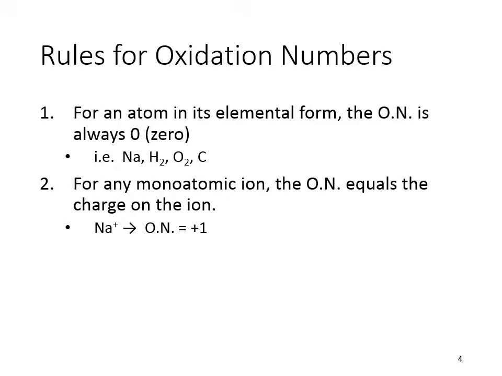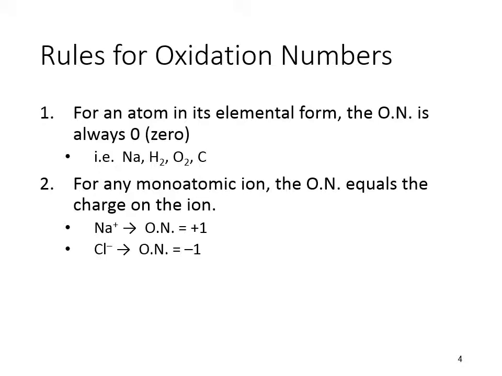If you have a monoatomic ion, then the oxidation number equals the charge of the ion. Now you may see this monoatomic ion as an ion all by itself where you can clearly see the charge, or it could be a monoatomic ion that's part of the formula of an ionic compound. We'll see this a little bit more in the discussion of nomenclature later in this presentation.